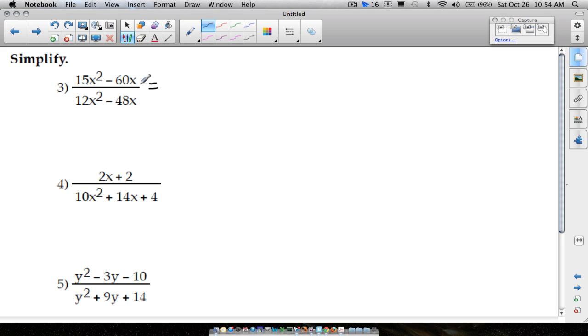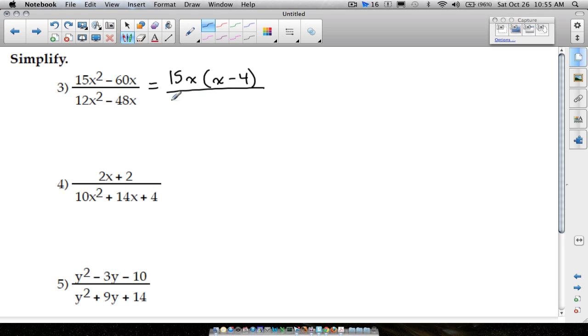Don't forget that. So up top we have a GCF of 15x. If you pull 15x out of 15x squared, you're left with x. If you pull 15x out of negative 60x, you're left with minus 4. Remember, you can quickly eyeball this and double check. If you take 15x times x, you get 15x squared. 15x times negative 4 is negative 60x.